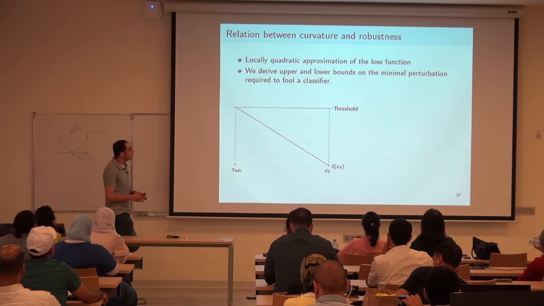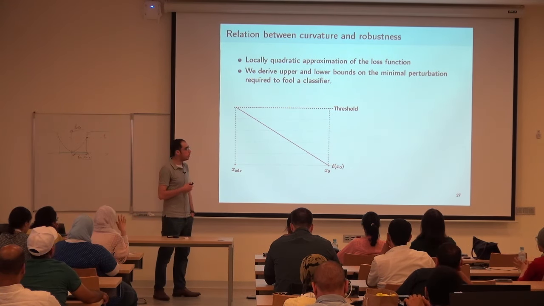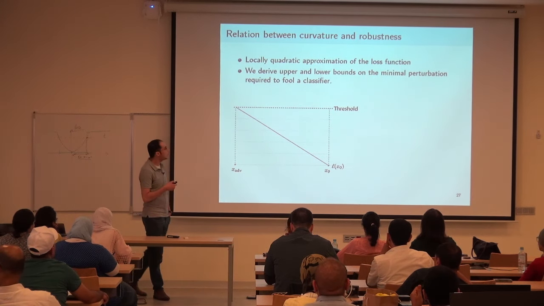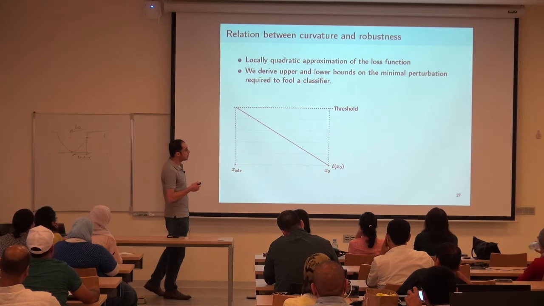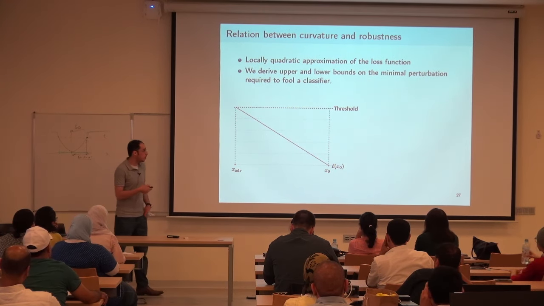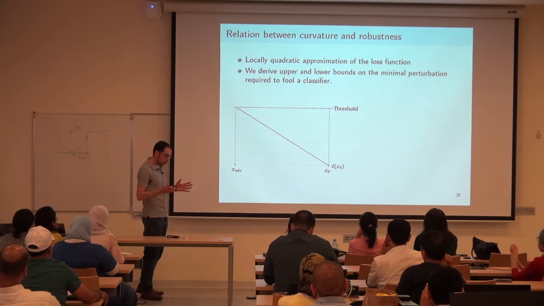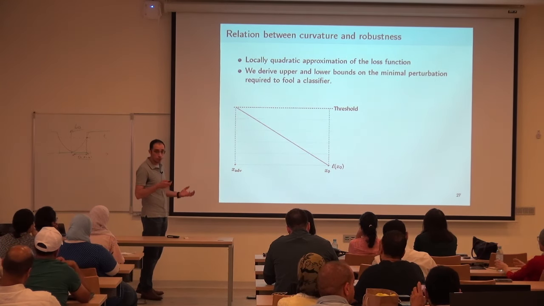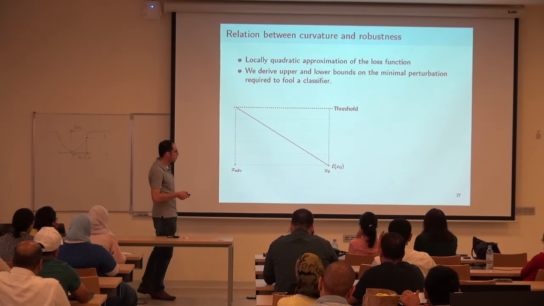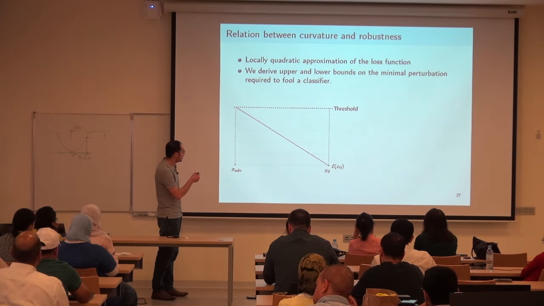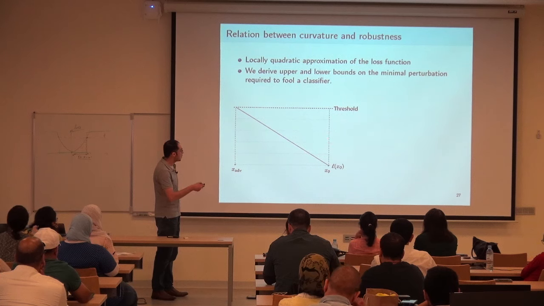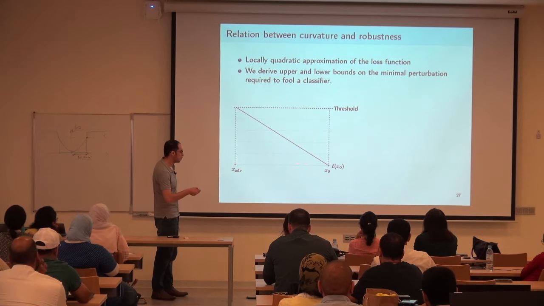I'm just going to say very quickly, we can actually quantify this more, in the sense that we can derive upper and lower bounds of the minimum perturbation that you need to add to your classifier in order to fool it. It's not very hard to see the relation between curvature and robustness. Let's say you have this very simple toy model in one dimension where you have this loss function, which is linear here. And again, as I was showing here, this is the threshold after which things get misclassified. So this distance here is the robustness to adversarial perturbation.